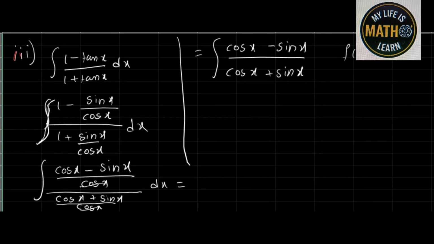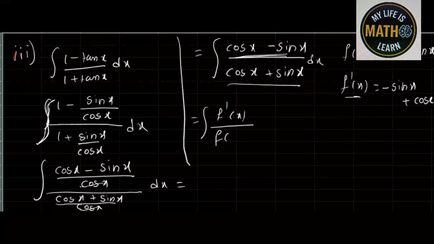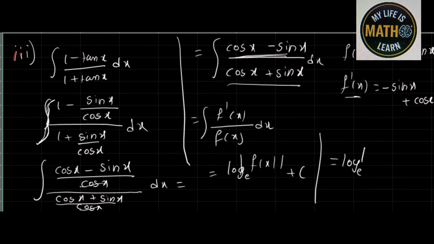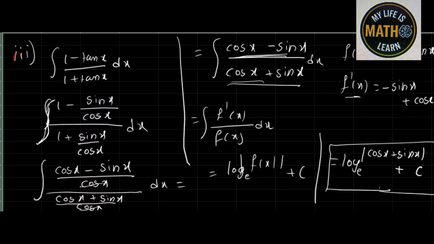Here f of x is equal to cos x plus sin x. f dash of x is equal to minus sin x plus cos x, so it is cos x minus sin x. So integral of f dash of x by f of x dx is equal to log of mod f of x plus c. Here f of x is equal to cos x plus sin x. So log of mod of cos x plus sin x plus c, our final output.